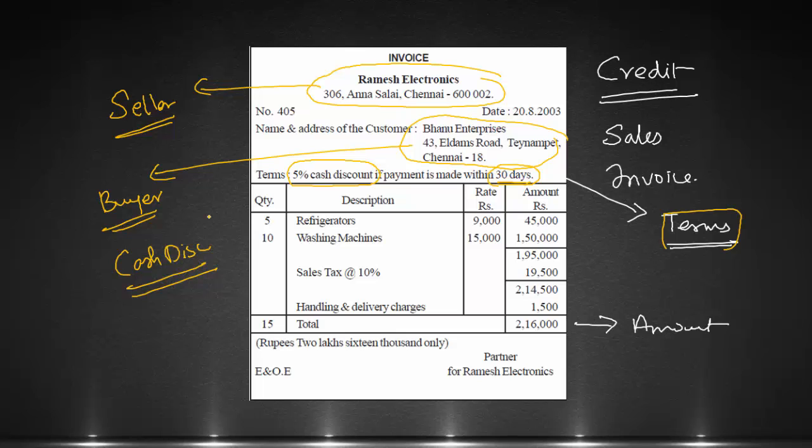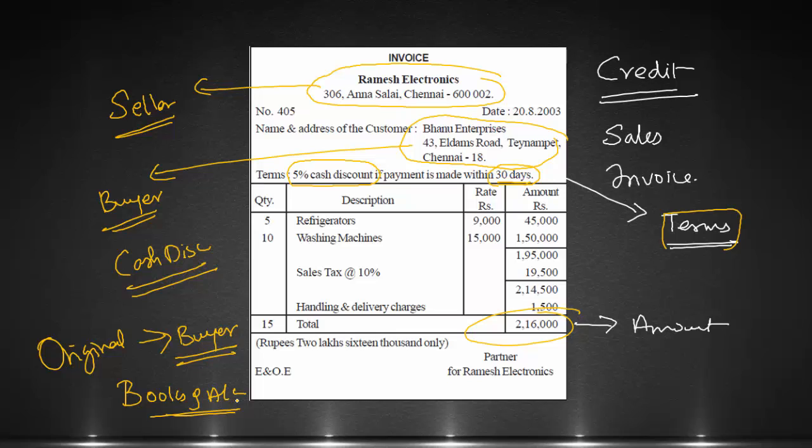So the sales invoice will give you the details like what is the amount, then the terms of payment, the name and address of the seller and the buyer. The original copy will be given to the buyer, and the duplicate will be retained with the seller for making entries in the books of accounts. So this is the process that happens on the seller end.